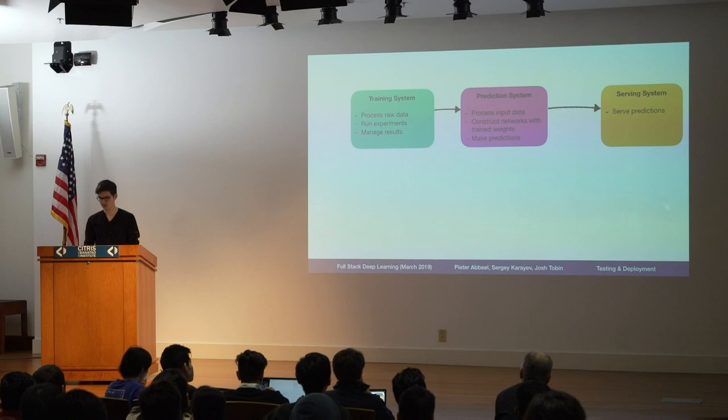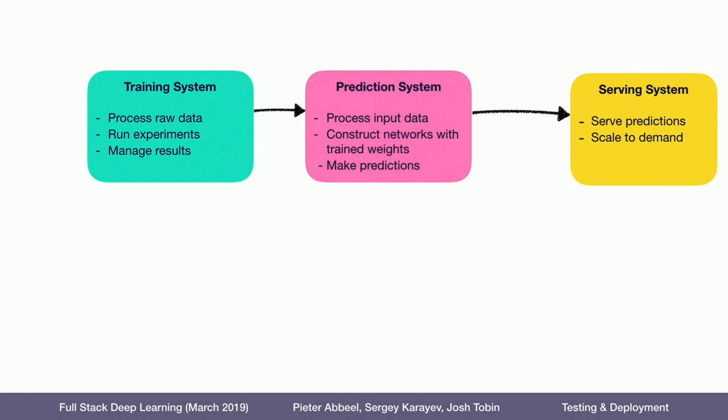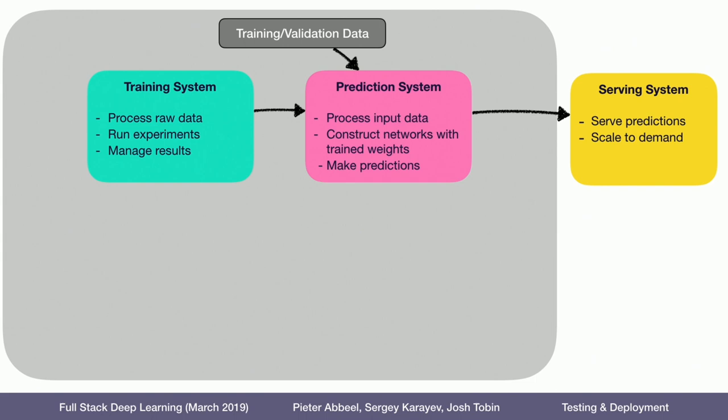Ideally, it scales to demand if it's a web endpoint. Sometimes you have one user. Sometimes you have 1,000. Sometimes you have hundreds of thousands of requests per minute. And so we've got to be able to scale to that. Or alternatively, if you're deploying to, let's say, a phone, it has to satisfy the constraints of the system. Like, yes, we trained a prediction system. Can we actually serve predictions on our end user device?